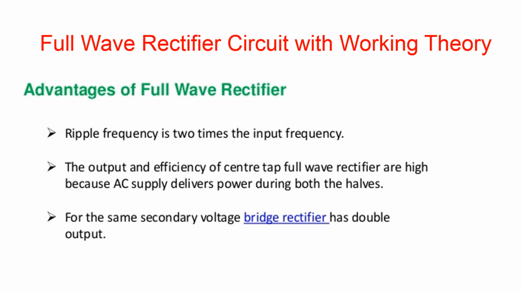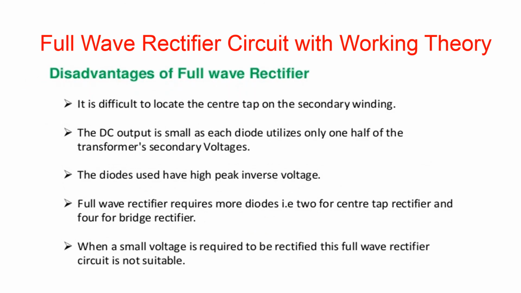For the same secondary voltage, a bridge rectifier, which has 4 diodes, gives double the output. So for full wave rectifiers, we have the center tap full wave rectifier, and we also have the bridge rectifier which uses 4 diodes. The bridge rectifier has double the output for the same secondary voltage. What are the disadvantages?